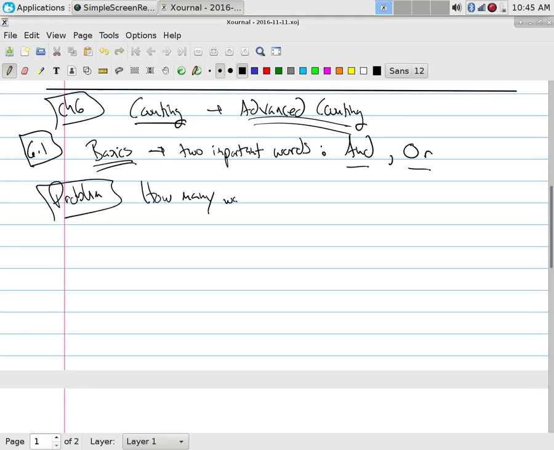How many ways to do a task? The way that you count this will depend on the words you use to tell me what you're doing. Do you use the word and? Do you use the word or? And when you tell me what you do.